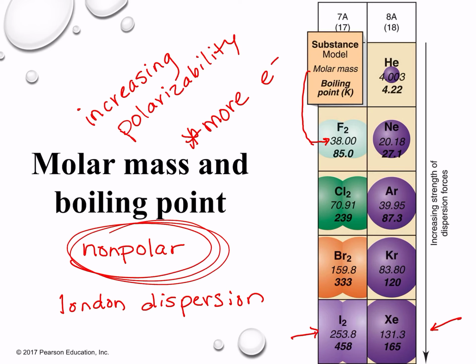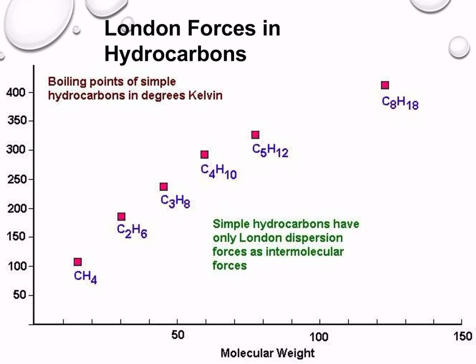As the molar mass gets bigger, it's because they have more electrons. So more electrons makes larger London dispersion forces, which makes larger melting and boiling points. We see the same thing in hydrocarbons.